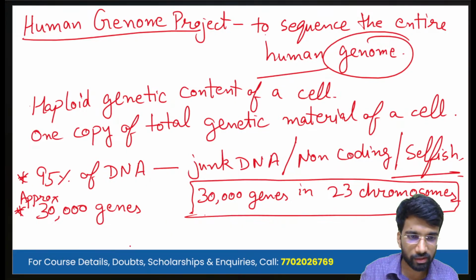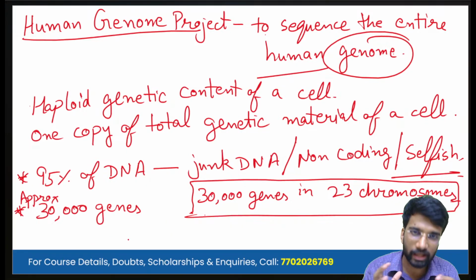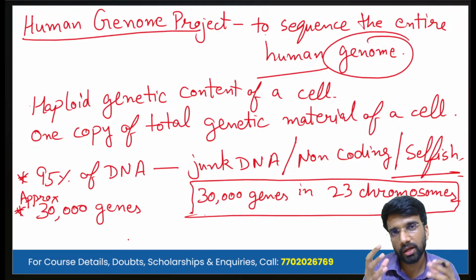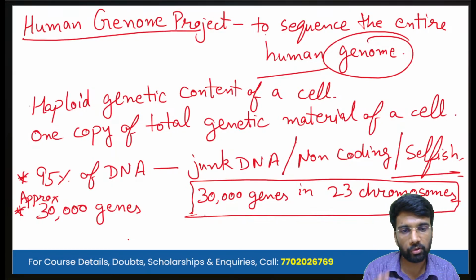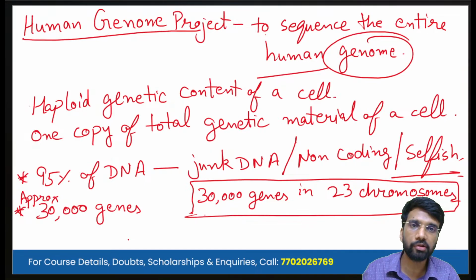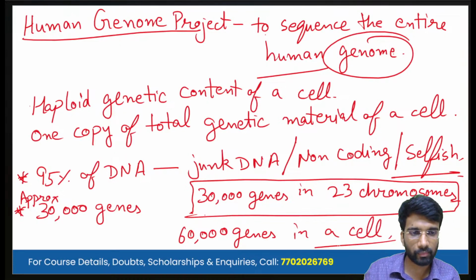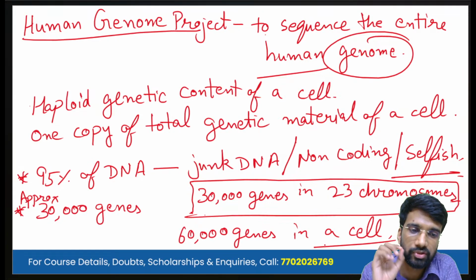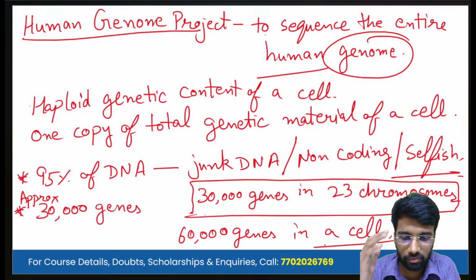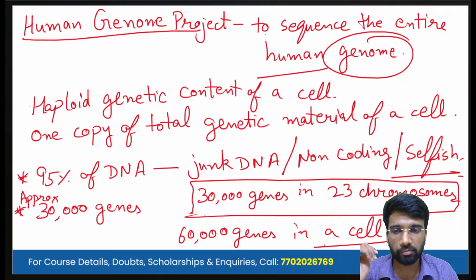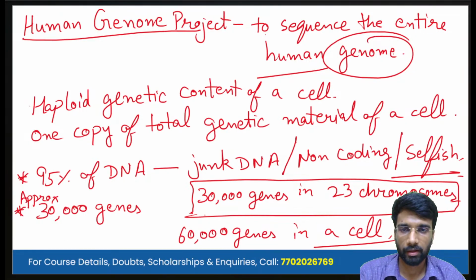So in total, in the 46 chromosomes, in the entire cell, the cell has two copies of each chromosome. So the 46 chromosomes are there, and we can say that in a cell there will be 60,000 genes, in 23 pairs of chromosomes.